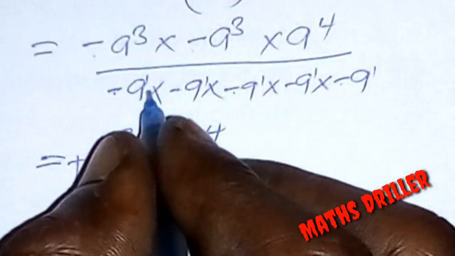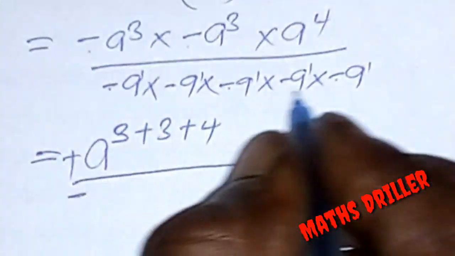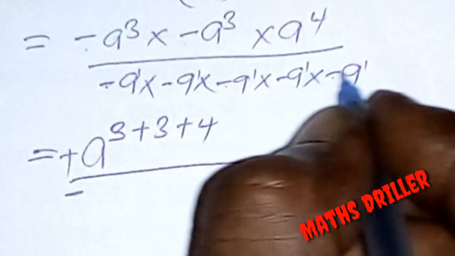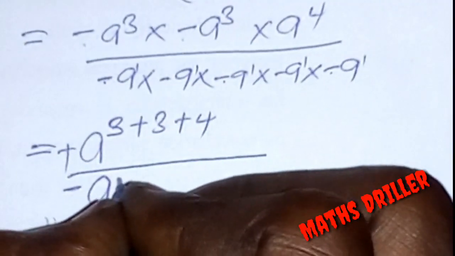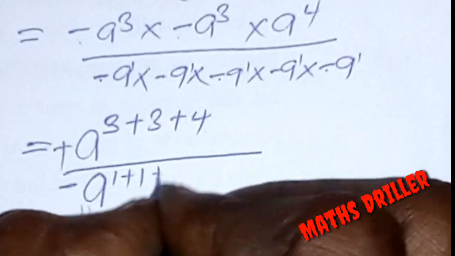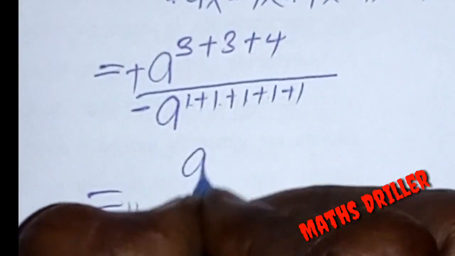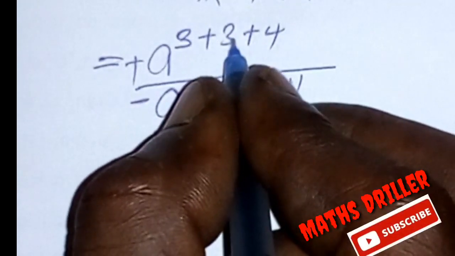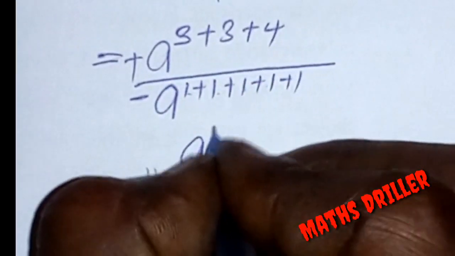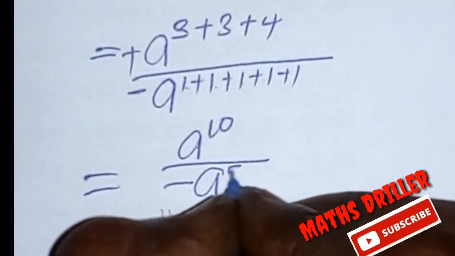Then we apply the addition law because they all have the same base. Therefore here we have a to the power of 1 plus 1 plus 1 plus 1 plus 1, all over 3 plus 3, 6, plus this 4, 10, all over minus a power of 5.